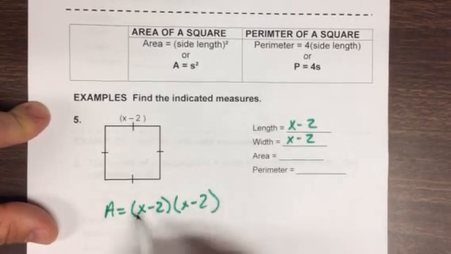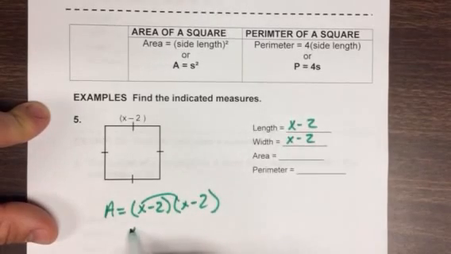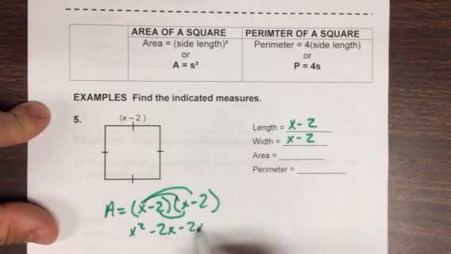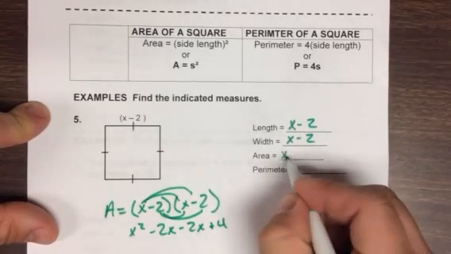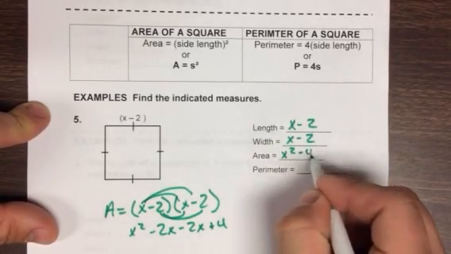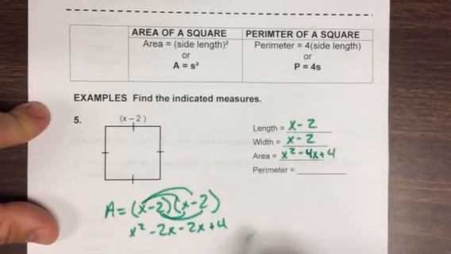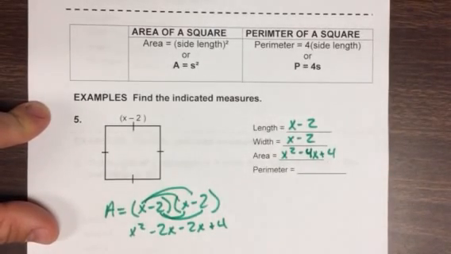X times x gives me x squared minus 2x minus 2x plus 4. So the area would be x squared minus 4x plus 4. And that would be where we leave our final answer.